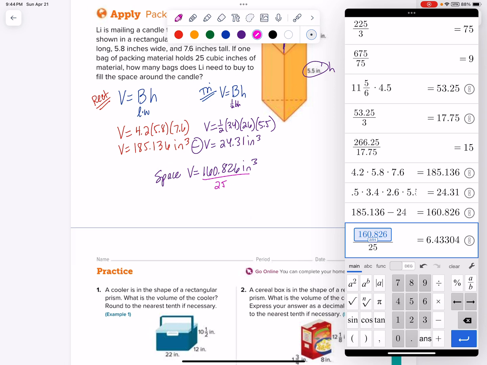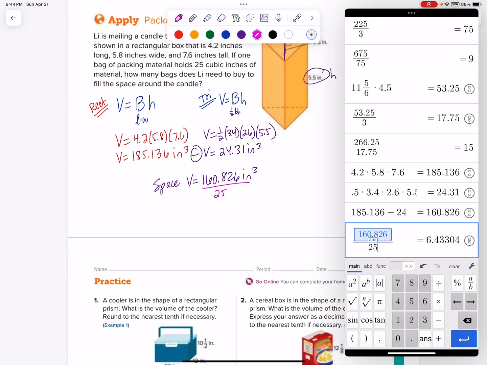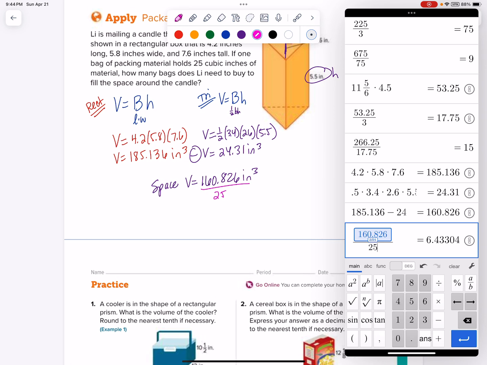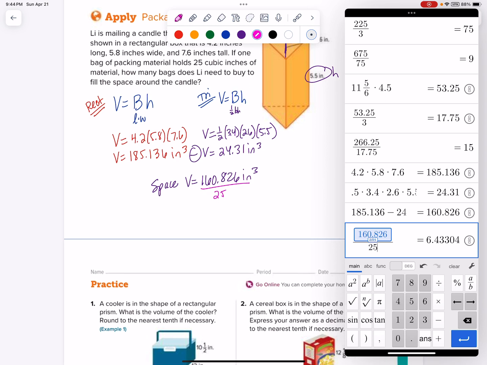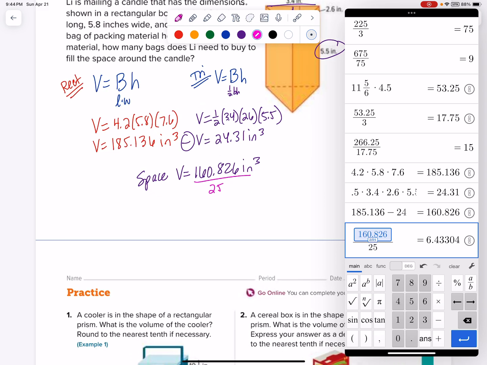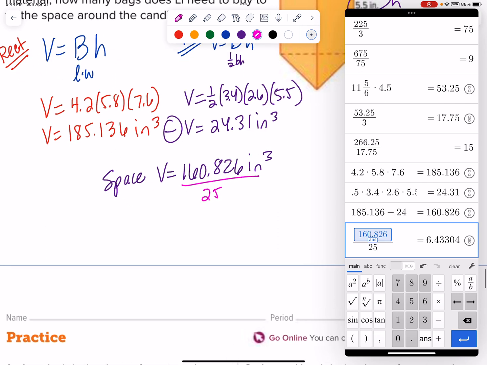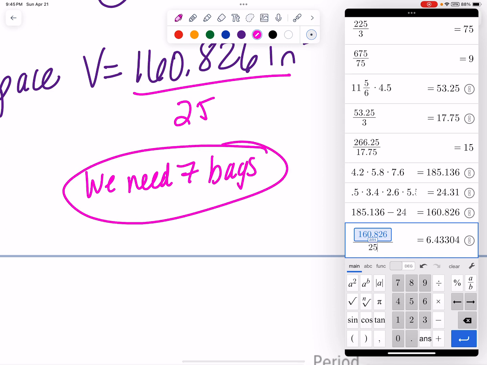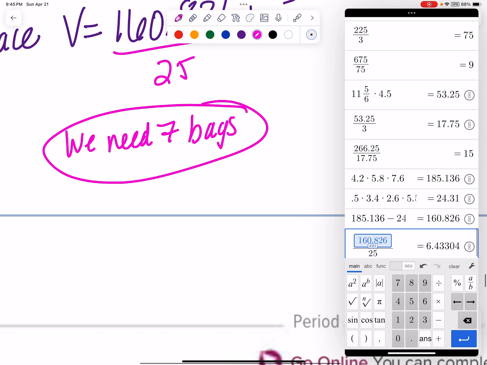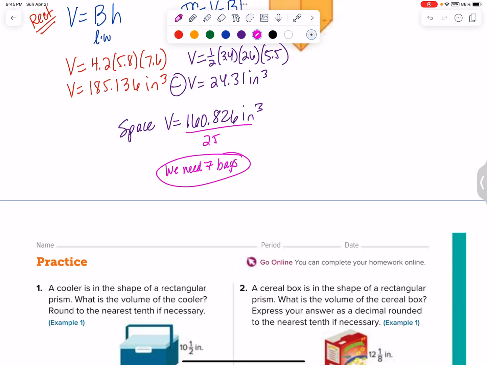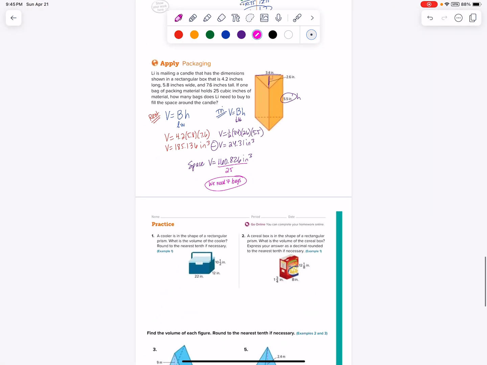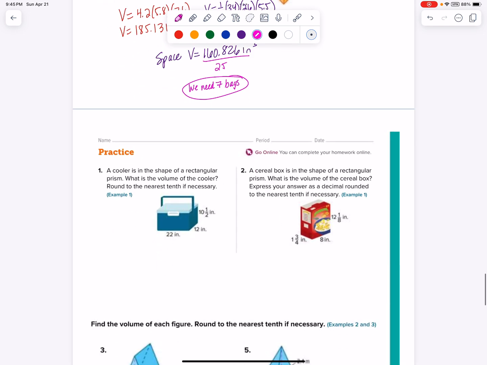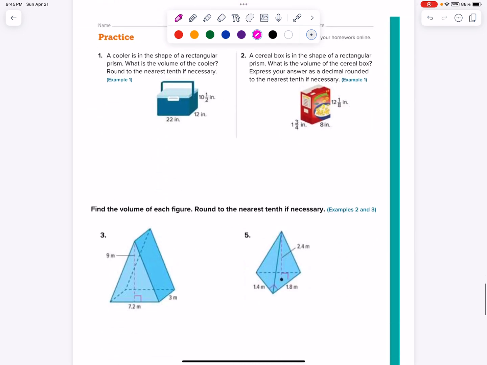And let's sort of think through this. Is the answer going to be 6 or 7? We're going to need 6.4 bags, but you can't buy that, so we're just going to have to buy 7 bags. Okay, so we need 7 bags. So there you go. That's our official answer. How many bags does she need to buy? We need 7.